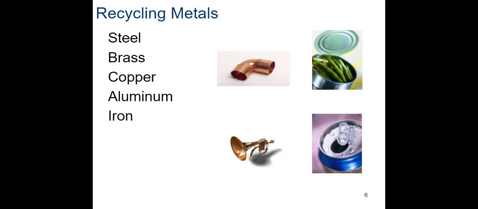For metals, we can recycle steel, brass, copper, aluminum, and iron. When you recycle metals, it's actually cheaper than making new metals from scratch. So it's definitely the easiest to recycle and has been recycled for long periods of time, long before any other materials were recycled.